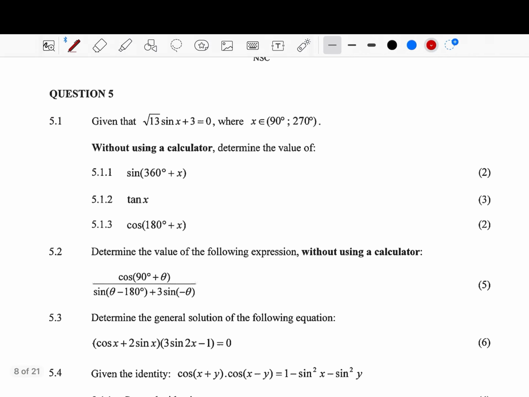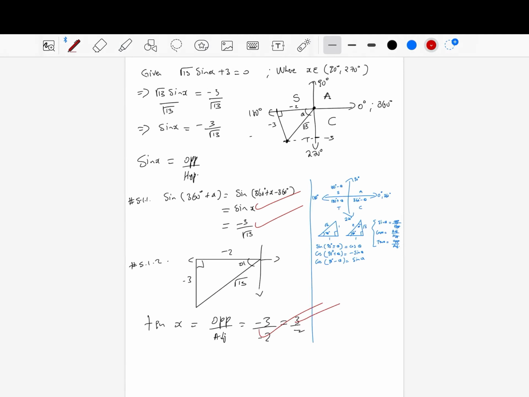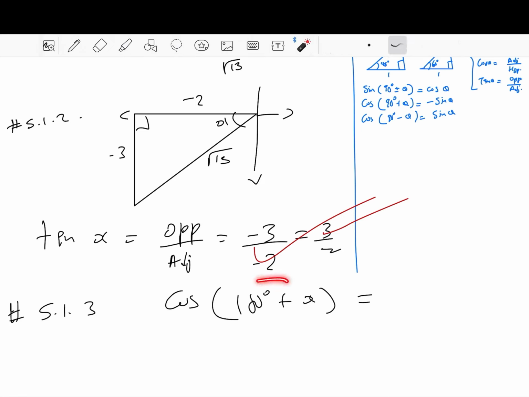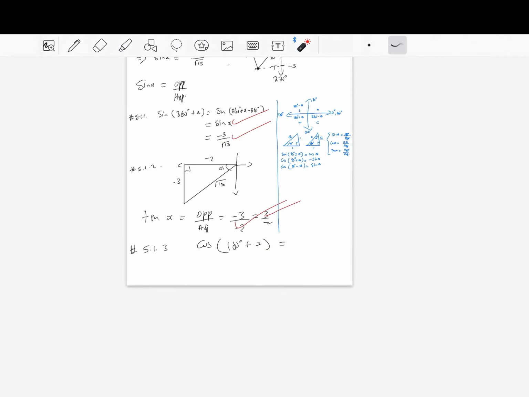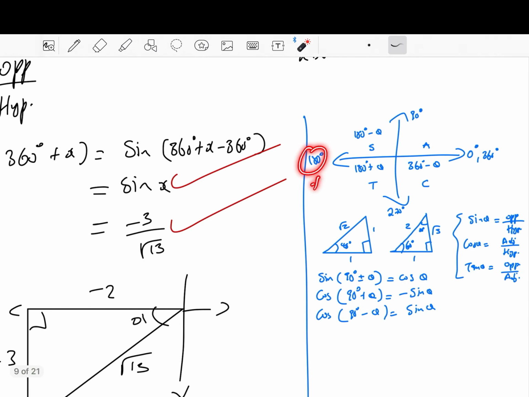So let's go to 5.1.3. Now calculate cos of 180 plus x. Okay, cos of 180 plus x. How do we do that? So you have cos of 180 degrees plus x, and you ask the same question. Where do you find this angle? Is it in the first quadrant, second, third, or fourth? You see, 180 degrees plus x is on the third quadrant.